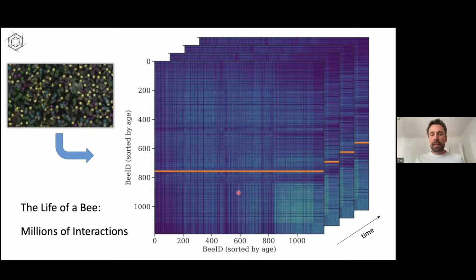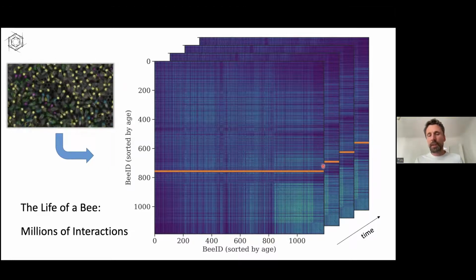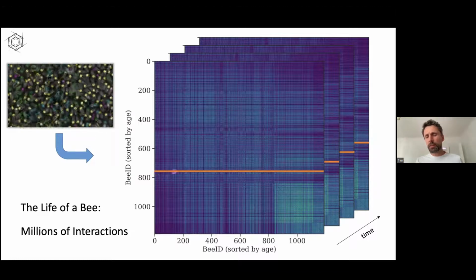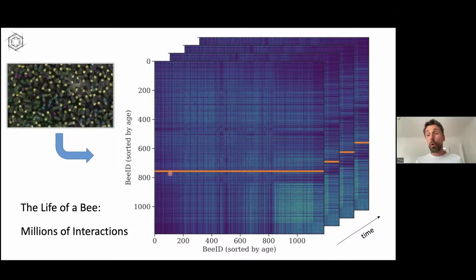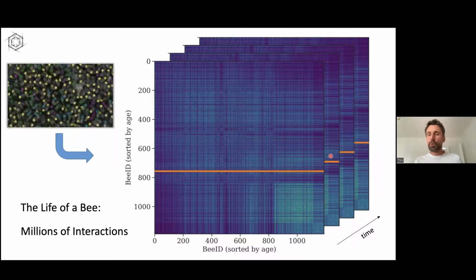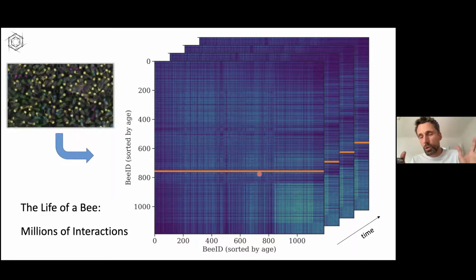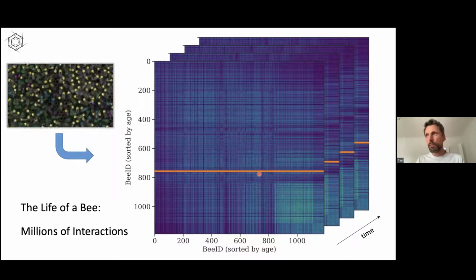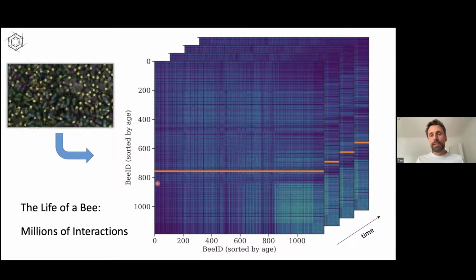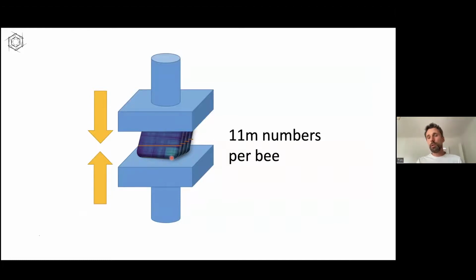And so if we look at one bee here, the life of that bee is basically described by this vector or this row in this matrix. So all the interactions with the other bees over time. And given the number of interactions that we had, I think we had defined 11 different interaction types, that would create a data set for one bee that is 11 million numbers per bee in day. And that is a lot. And that doesn't help us in understanding what's going on.